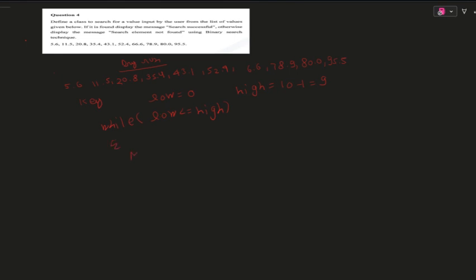and after that we will find the mid, that is low plus high by 2, and after that we will check if key equal to value array mid. Then we will return or print System.out successful.